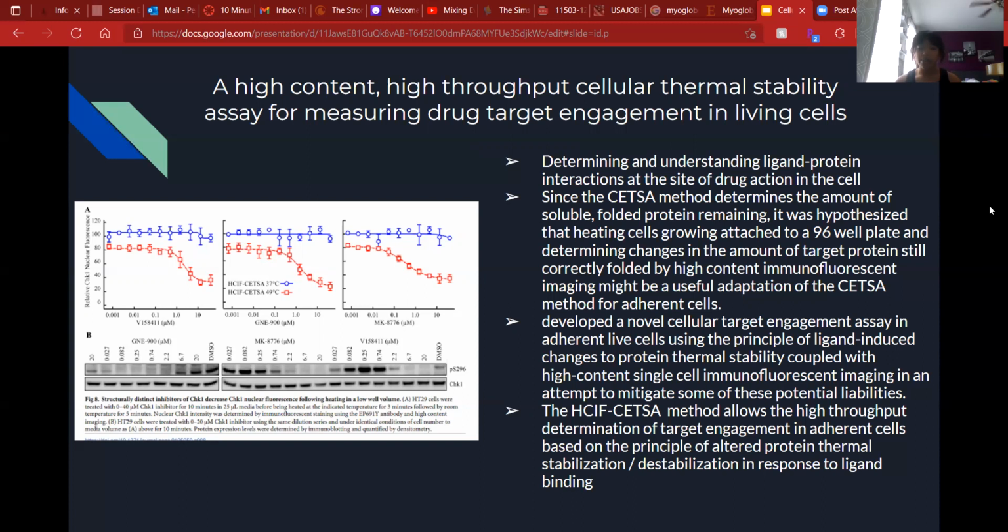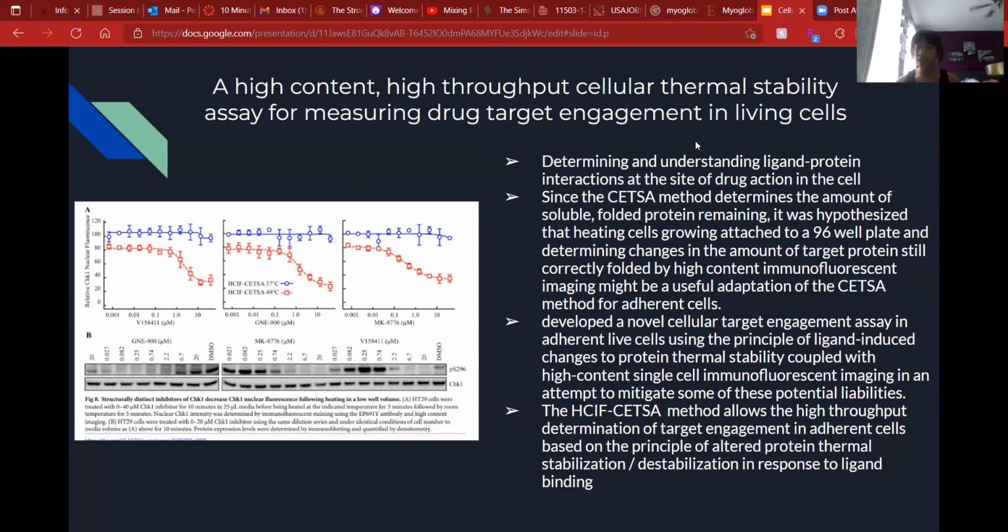Additionally, having to treat cells at high cell densities can result in underestimation of the engagement potency with the target. And it makes comparisons to downstream pharmacological assays a lot more difficult. So it makes it very, very hard for them to determine what is happening in the cell after this occurs.